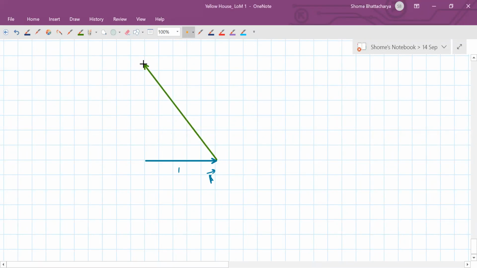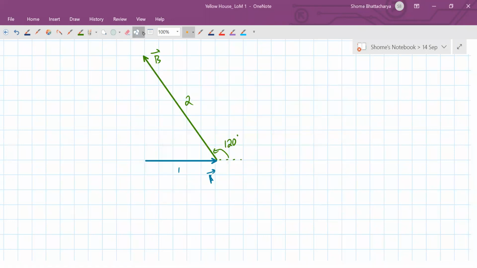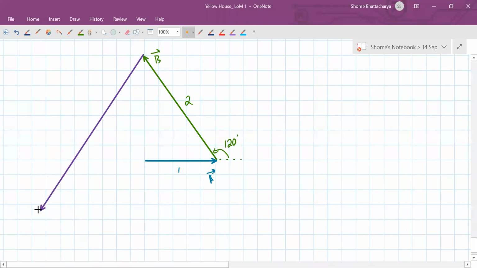So it will be something like this. Suppose this is my vector B, and this angle here is 120. And now on this I have to place my vector C. So that will become something like this, at an angle of 120 degrees from here, but its magnitude is 3.